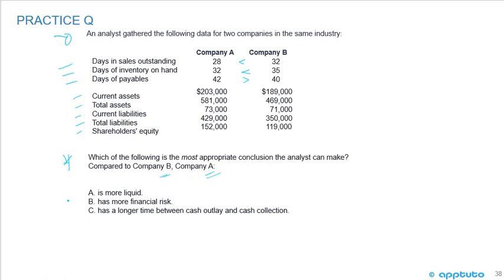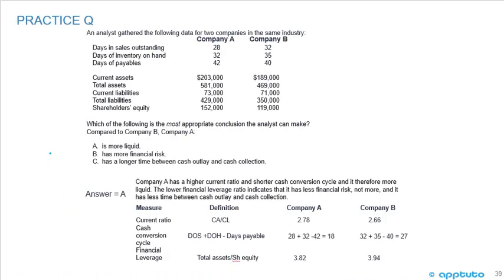Company A is more liquid, has more financial risk, or C, has a longer time between cash outlay and cash collection? I like this question. I would say on the CFA continuum of questions, this is now starting to get a little bit harder because you have to make 3 sub-calculations for 2 companies and come up with some types of conclusions. So now we're really starting to consolidate quite a bit of information into one question.